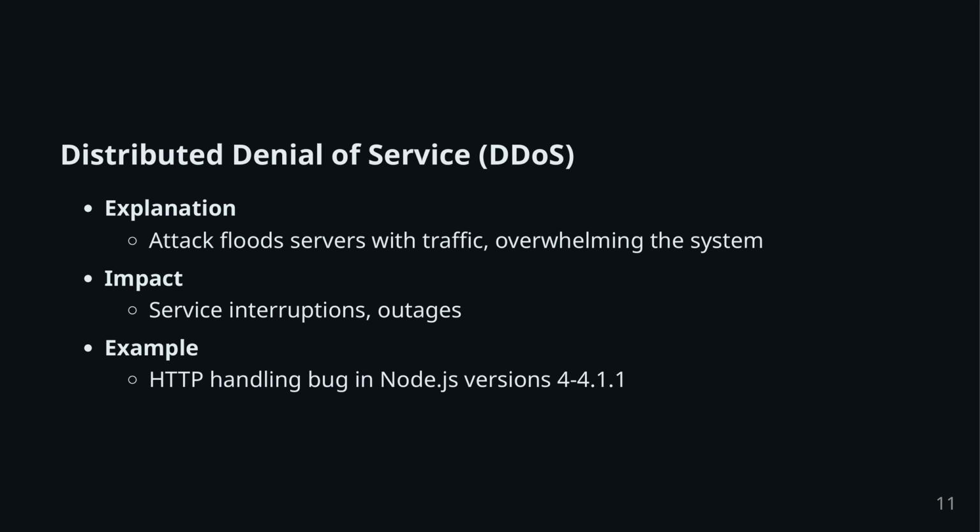Distributed denial of service, or DDoS, is an attack method where the attacker floods the server with a massive amount of traffic, overwhelming the system. This can lead to significant service interruptions and outages, rendering the service unavailable to legitimate users. For example, an HTTP handling bug in Node.js versions 4 through 4.1 can be exploited to carry out a DDoS attack. This kind of vulnerability is highly disruptive and can cause severe operational and financial damage to an organization.